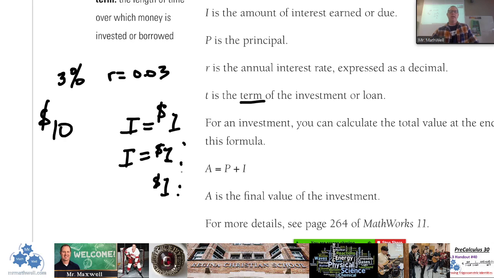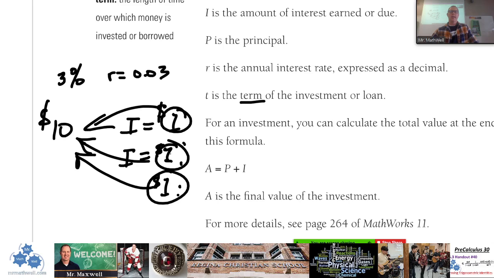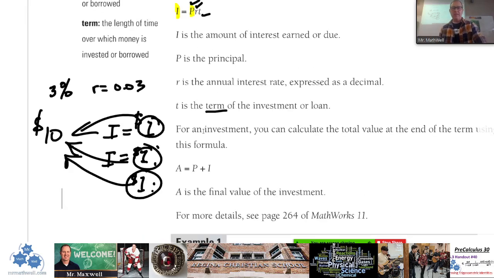Now, this number never changes. Simple interest is always going back to the principal. Okay? That's why it's a simpler formula. It's the same amount all the time.